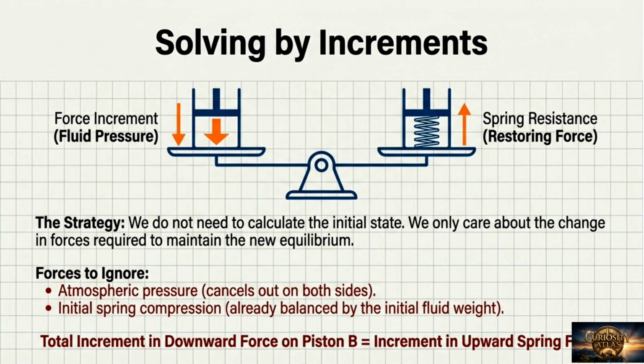Our strategy is to solve by increments. We only need the change in forces for the new equilibrium. We can ignore atmospheric pressure and initial spring compression. The total increment in downward force on piston B equals the increment in upward spring force.